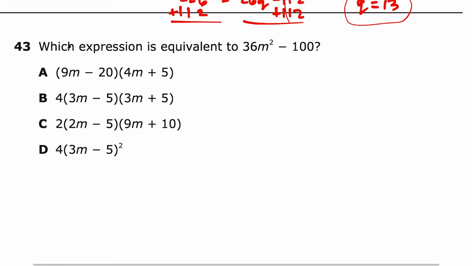Question 43, just be awesome at factoring. You should know how to factor out a greatest common factor, and you should know how to factor with difference of two perfect squares. So the greatest common factor between these two terms, right away I could see is 4. And that, if we divide each term by 4, 36 divided by 4 is 9. And then I tack on the m squared, minus 100 divided by 4 is 25.